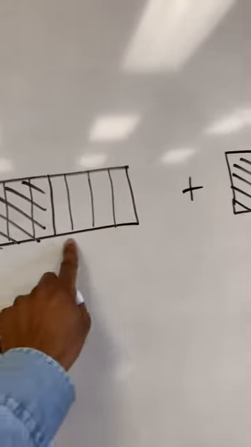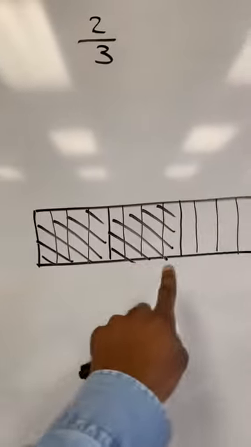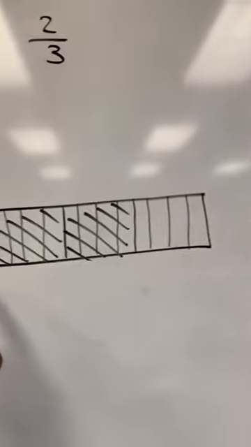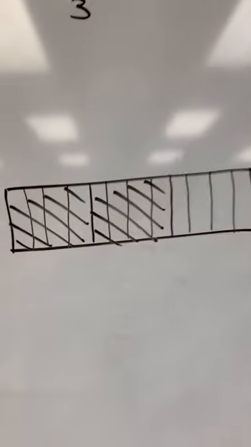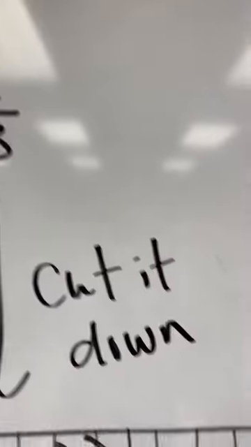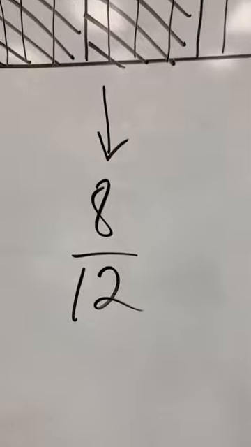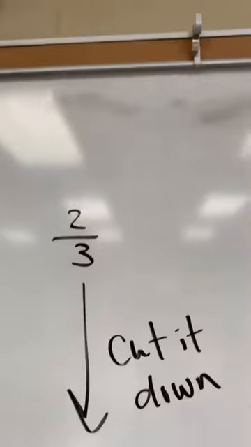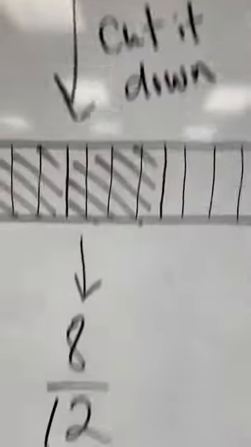So I have 8 out of 12 now. It's 8 of them shaded, but it's 12 slices now. 8 out of 12. So I had 2 over 3 right here, cut it down to this. Now I'm looking at 8 over 12. Got it? 2 over 3, cut down, 8 over 12.